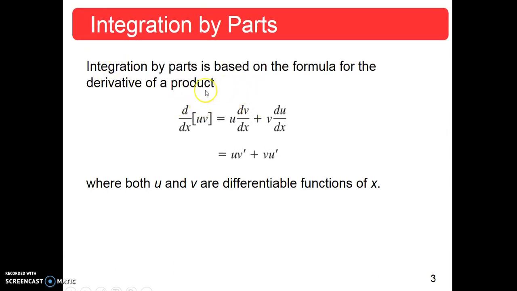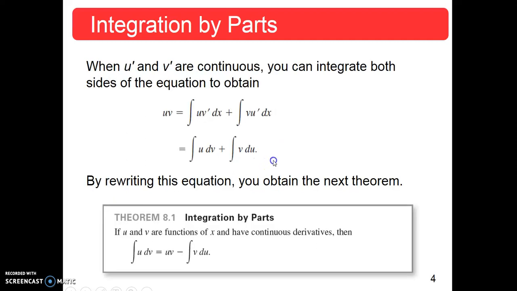So if we remember what the product rule looked like, we took the derivative with respect to x of u and v. Now both u and v are functions of x. These are some functions of x. Our product rule looked like this, right? First derivative second plus second derivative first. And an easier way to write that, with simpler notation, is u v prime plus v u prime.